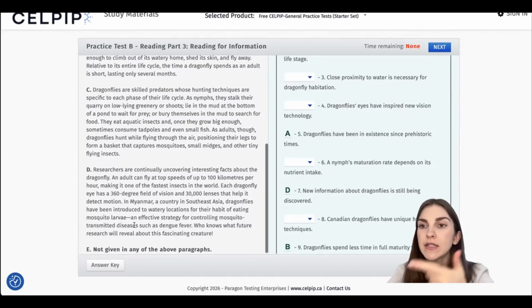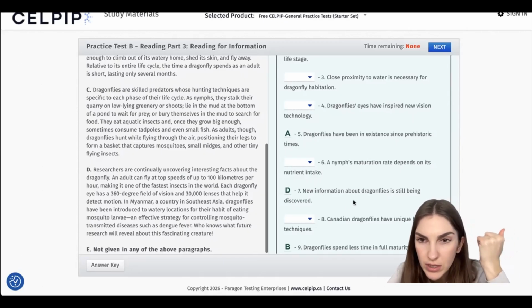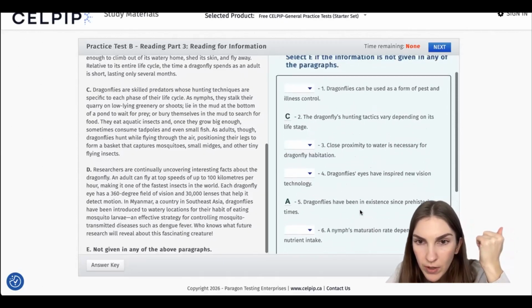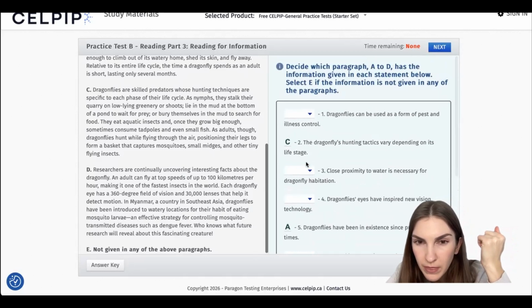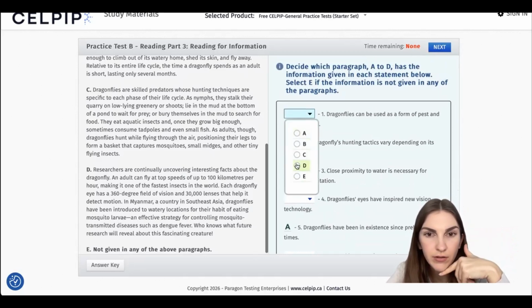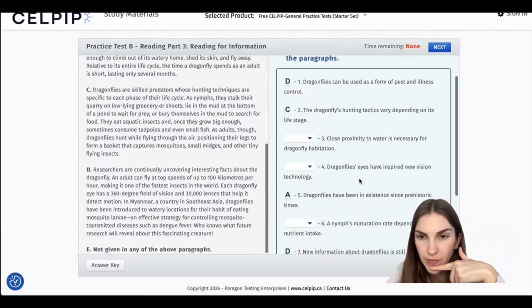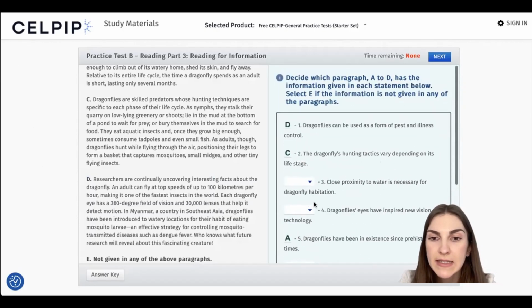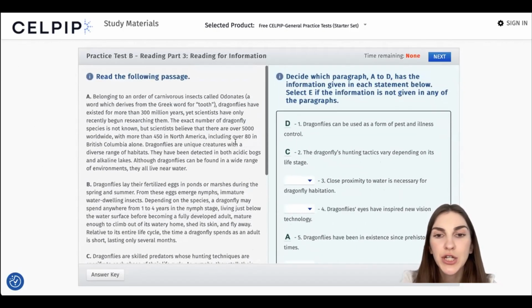So we have illness. We predicted the word diseases. So here it is. Illness control, yeah, D. Yep, so what about the rest? Let's see, maybe we missed some information here.